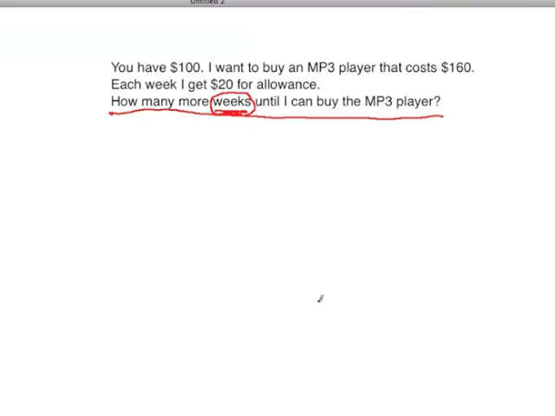So I'm going to come right down here at the bottom, and I'm going to draw a line, and I'm going to write the word weeks right here, because I know that my answer needs to be in weeks, otherwise I did something wrong. So I've read the problem, I understand what I'm doing. Now I'm going to make a plan to solve this. So if I want to know the amount of weeks, and I'm working with money here, so I'm going to start by saying the total amount of money I need is $160.